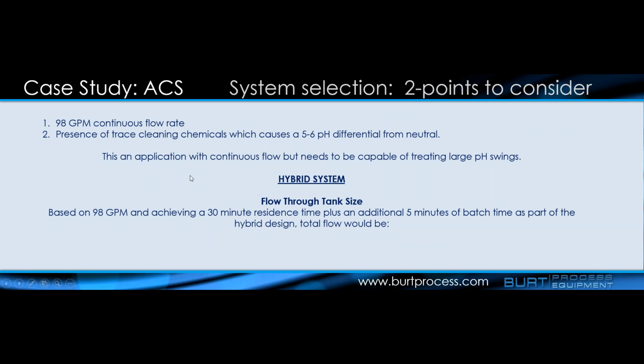98 GPM, trace treating chemicals. This is definitely a hybrid style system, as we've already talked about. And 98 GPM at 25 minutes gives a 2,450 gallon treatment volume.